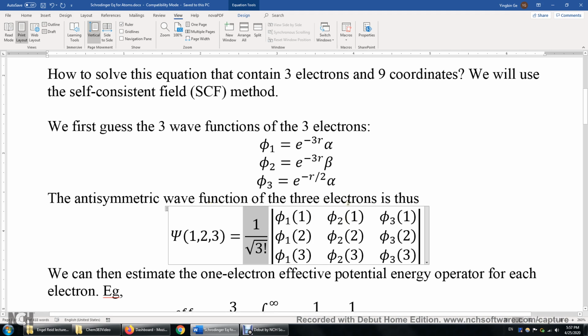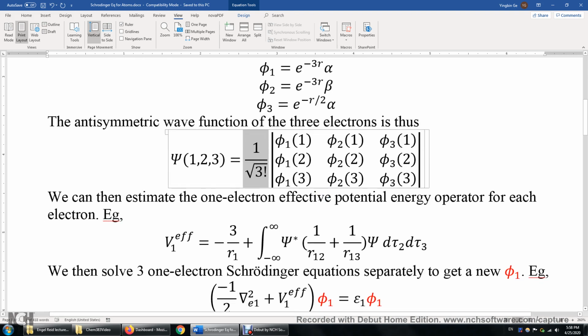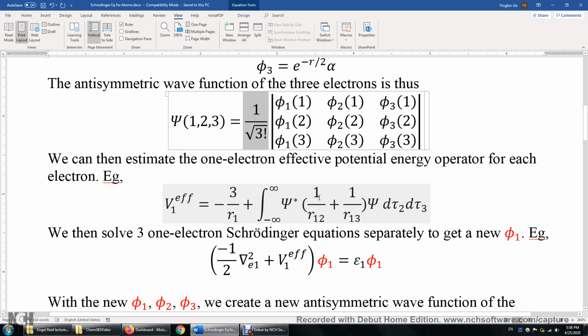And then, how do we solve the Schrodinger equation for 3 electrons? The simple answer is we do not solve the Schrodinger equation for 3 electrons or even 2 electrons. We can only solve the Schrodinger equation for 1 electron. So we're going to solve the Schrodinger equation for one of the 3 electrons first, and then the second electron, and then the third electron separately. So let's look at the first electron. We're going to solve the Schrodinger equation for the first electron.